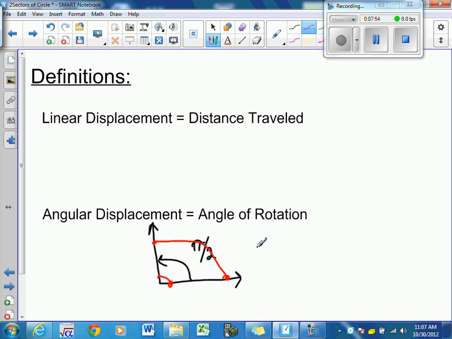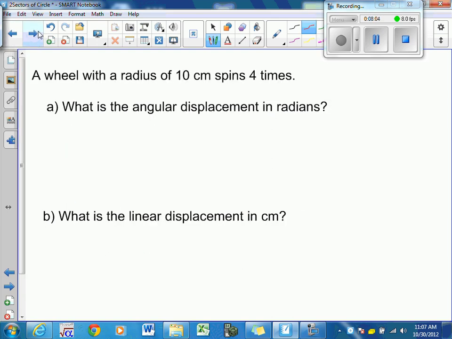So, a wheel with radius 10 centimeters spins 4 times. What's the angular displacement in radians? Well, the radius doesn't really matter for angular displacement. If we think of our angle, it spins 4 times. It goes around once, twice, 3 times, 4 times.